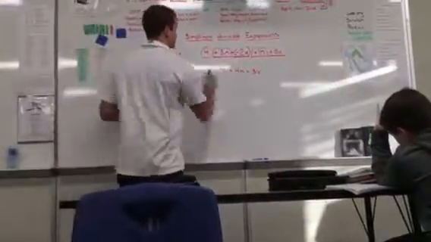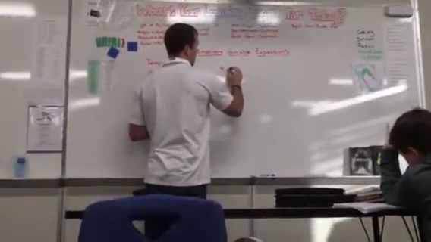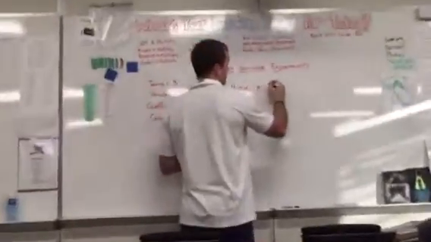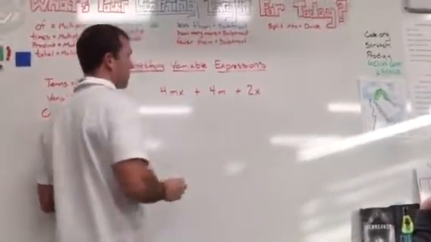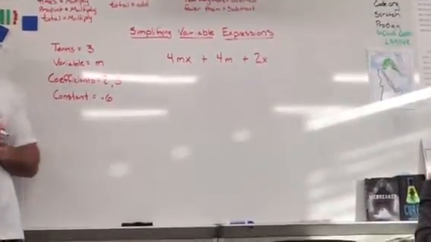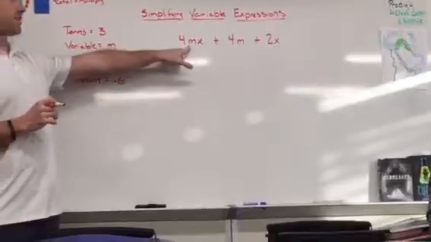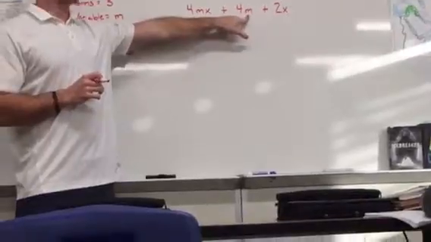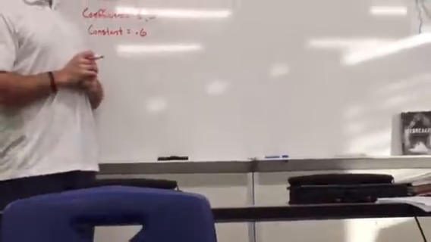Okay, last thing. If I have these two terms, 4mx plus 4m plus 2x, can I combine any of those terms? No. Remember, they have to be exactly the same. What does this one have? This is saying 4 times m and times x. What's this only being multiplied by? Only by m. So that's my simplified version there. It has to be the same.